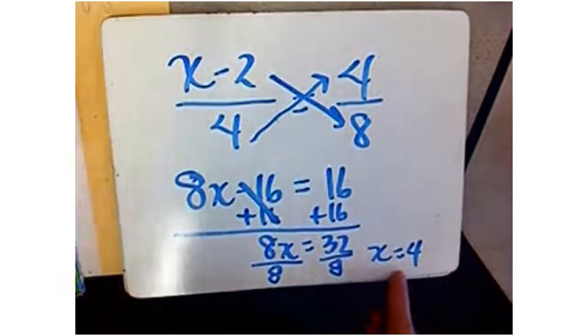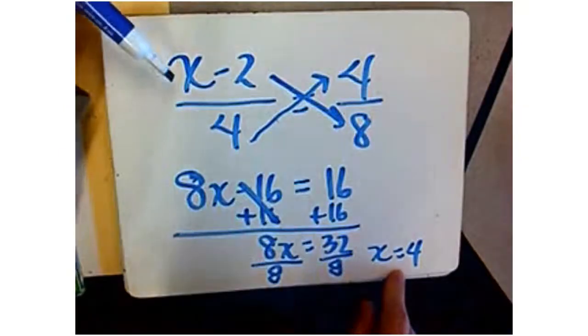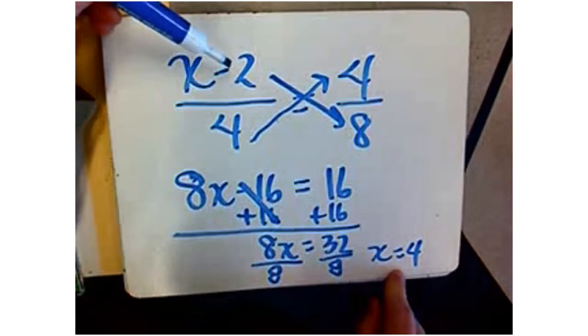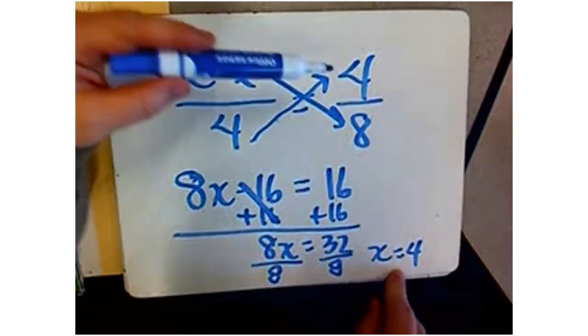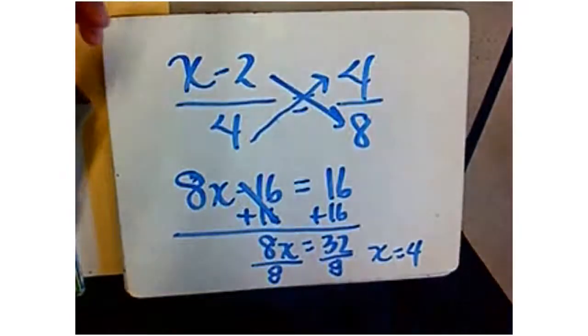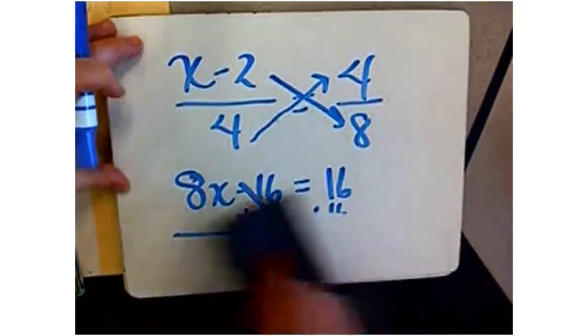If you check it, you can plug the 4 back into your original equation, original proportion. 4 minus 2 would be 2. So you'd have 2 is to 4 as 4 is to 8. Cross multiply, 2 times 8 is 16. 4 times 4 is 16. We did the math right.